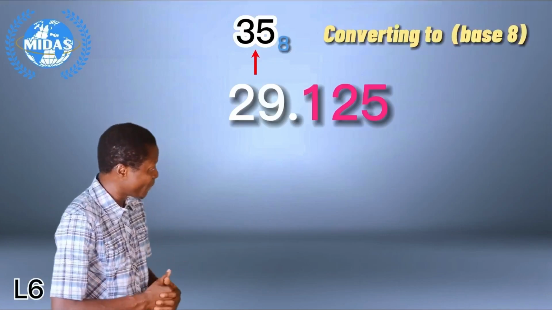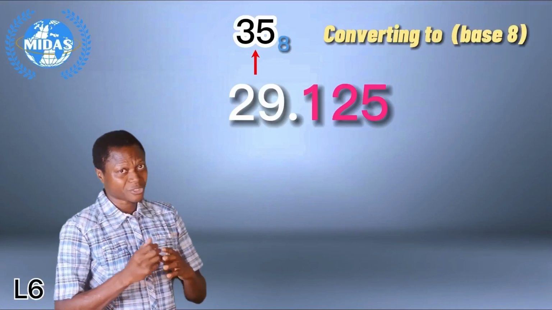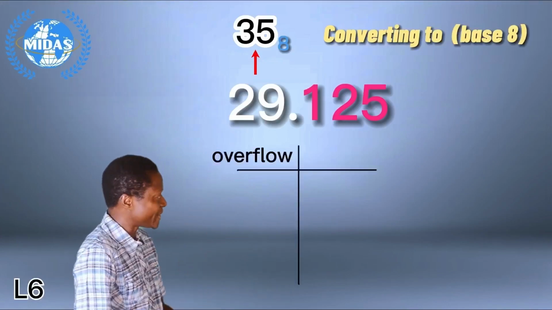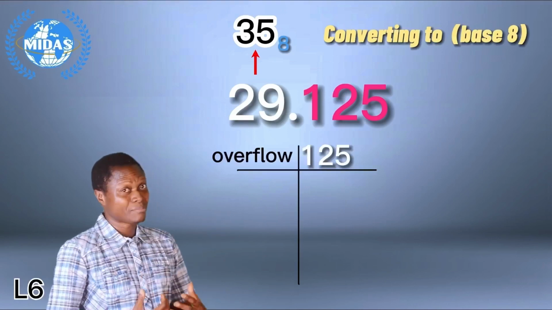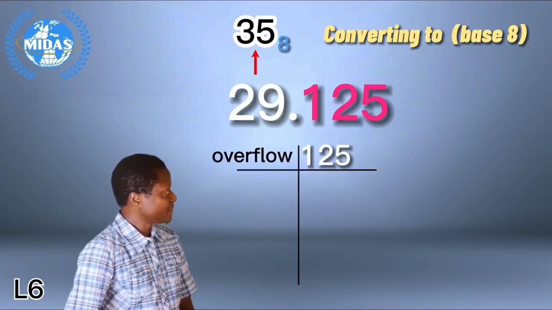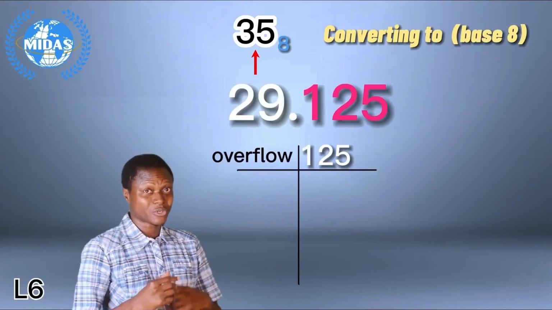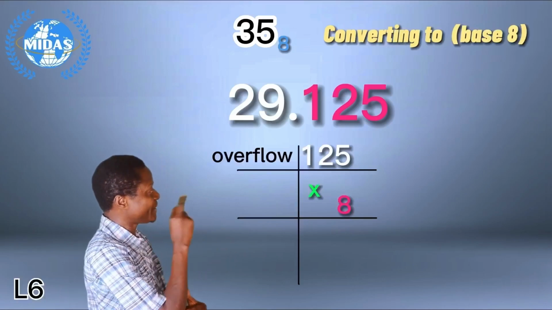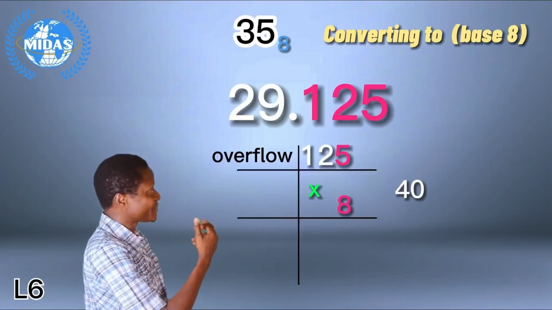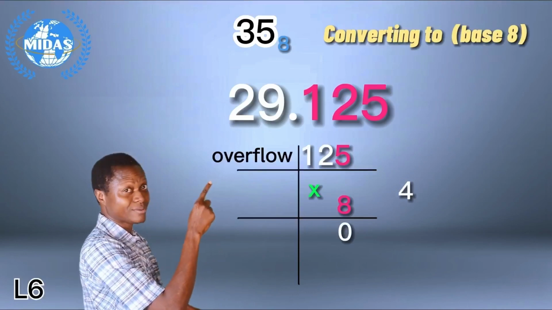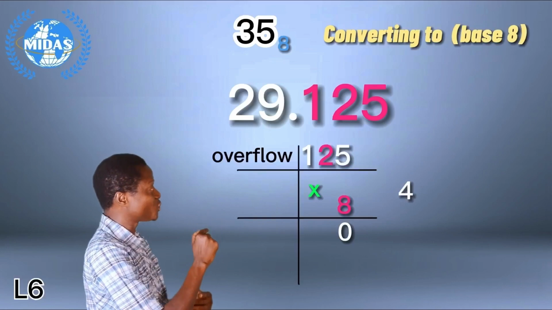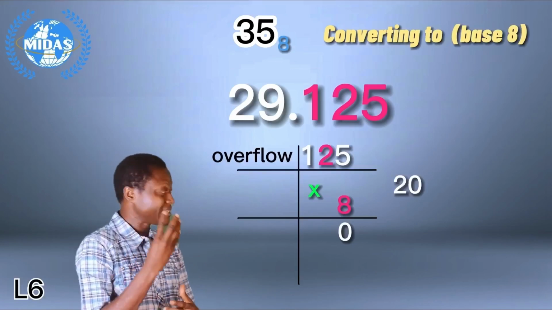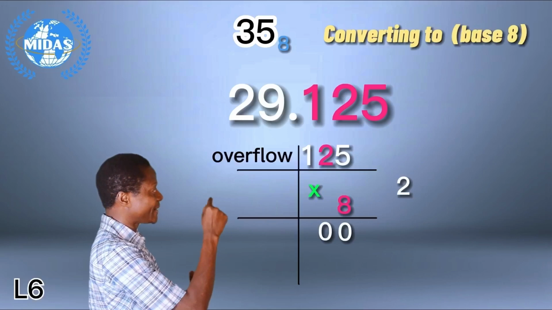Now after the decimal point, you're going to do a different kind of calculation, which is actually multiplication. And this is how it goes. You draw a line. Now you have the 125, which is the number after the decimal point. Remember, we're converting to base 8, so you're going to multiply by 8. So 8 times 5 is going to give us 40, but we can't write 40, so we write 0 carry 4. We keep the 4, and then we have 8 times 2, which is 16, plus that 4 that we carried will now become 20. We can't write 20, we write 0 carry 2.